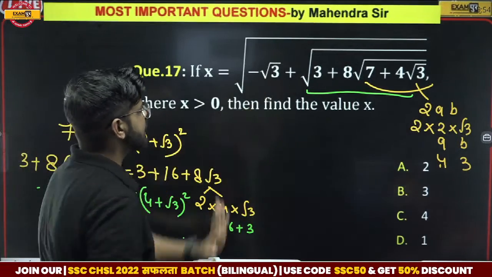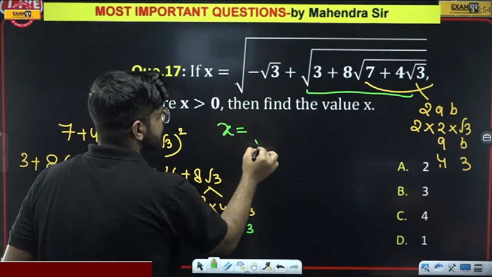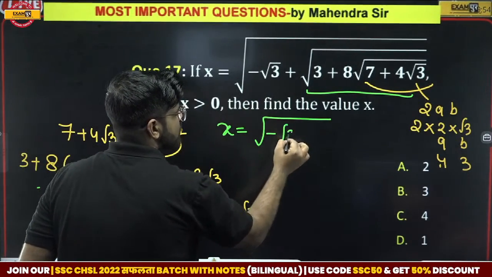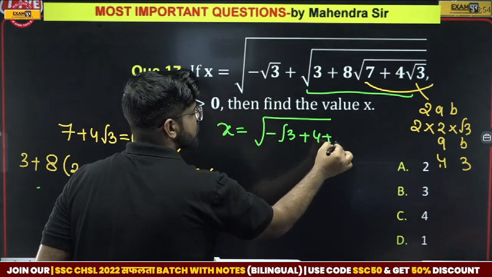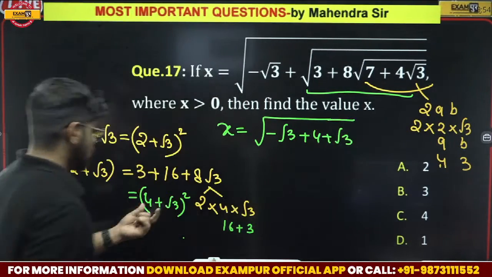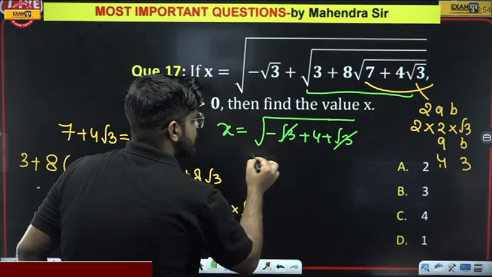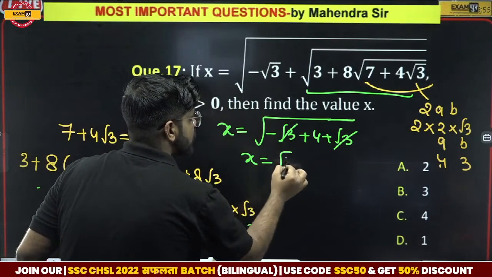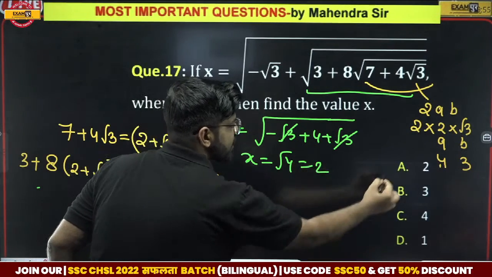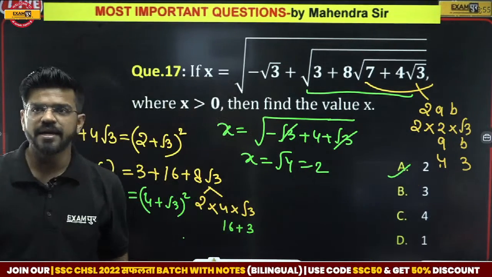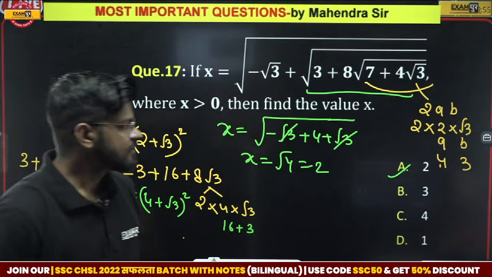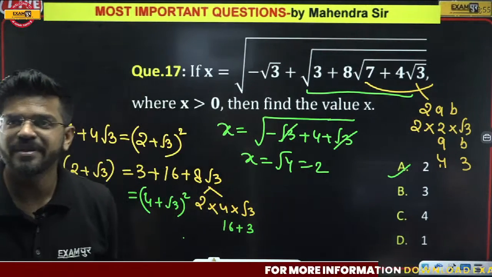Now the whole square will get cancelled out. So finally what will we get? We will get minus root 3 plus 4 plus root 3. The whole square will be cancelled out by this square root. Now root 3 will be cancelled out. X is equal to under root 4. That means 2 is my right answer. Clear? Yes, absolutely clear.